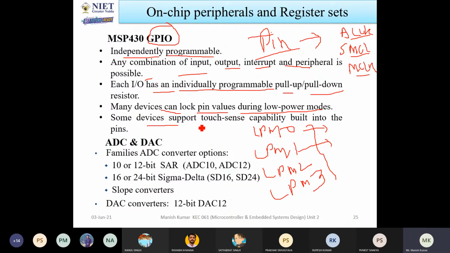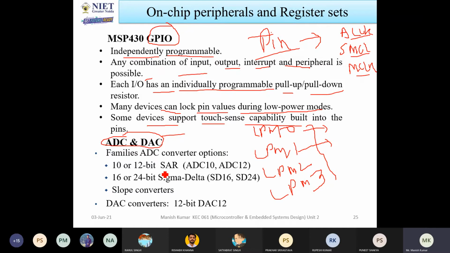And also some devices support touch sense capability built on the pins, like touch screens. So some pins are available which are used like that. Now this applies to the external input devices and external output devices. That is called external peripheral devices. Now, when we are talking about the on-chip peripheral devices, ADC and DAC will be present. So we will see how many types of ADC and DAC are present on that. Let us see.